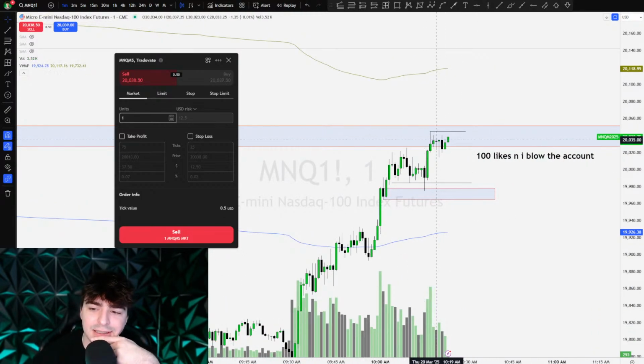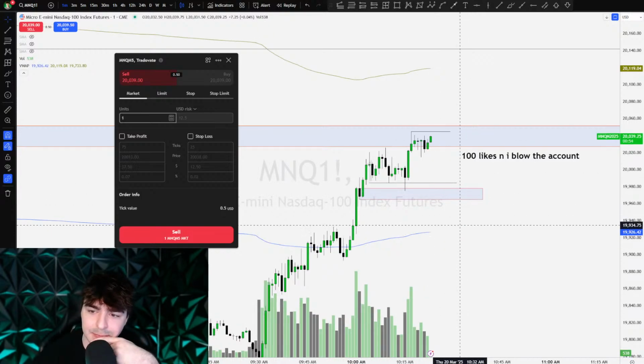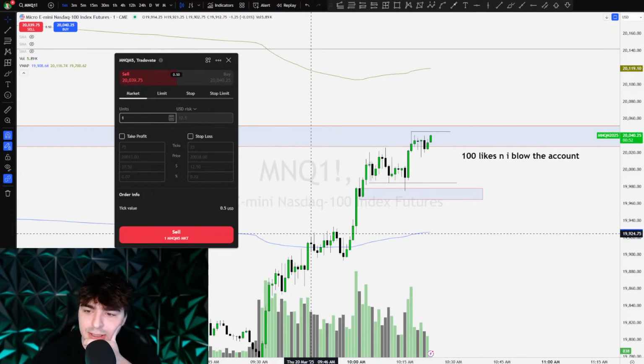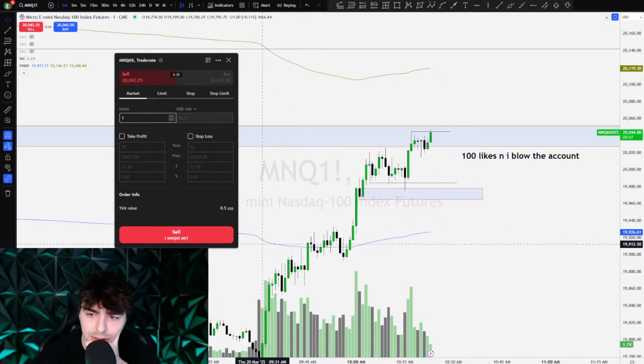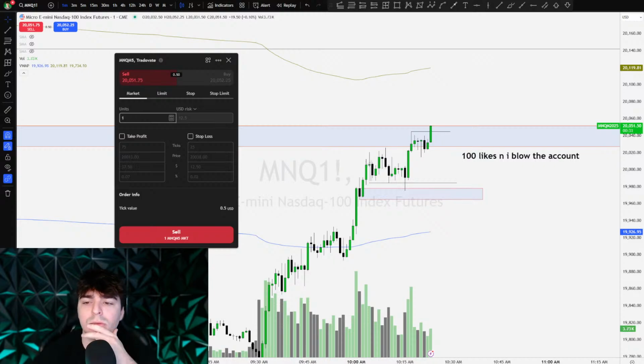This does look like it wants to take out these highs. Let's see. If we get a rejection at these highs, that's probably when I'm going to start. I'll be more comfortable getting in. That's pretty strong. Not seeing rejection yet. High volume and breaking.